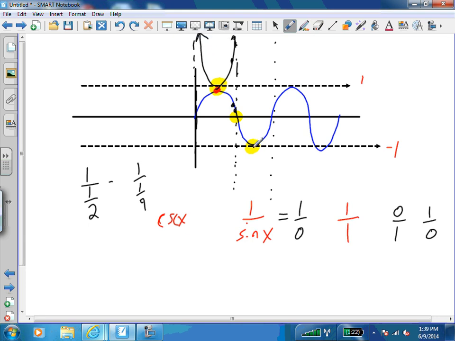Same thing down here, except they're negative. Sine is getting smaller, so cosecant is getting bigger in the negative direction. Same thing here. So this is cosecant.